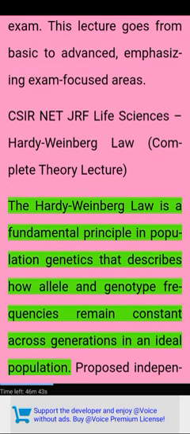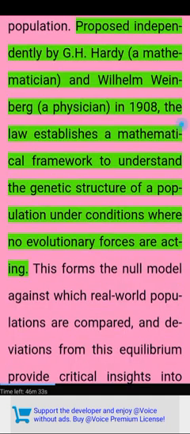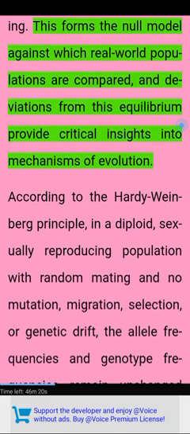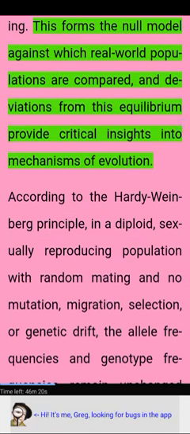The Hardy-Weinberg law is a fundamental principle in population genetics that describes how allele and genotype frequencies remain constant across generations in an ideal population. Proposed independently by G. H. Hardy, a mathematician, and Wilhelm Weinberg, a physician, in 1908, the law establishes a mathematical framework to understand the genetic structure of a population under conditions where no evolutionary forces are acting. This forms the null model against which real-world populations are compared, and deviations from this equilibrium provide critical insights into mechanisms of evolution.